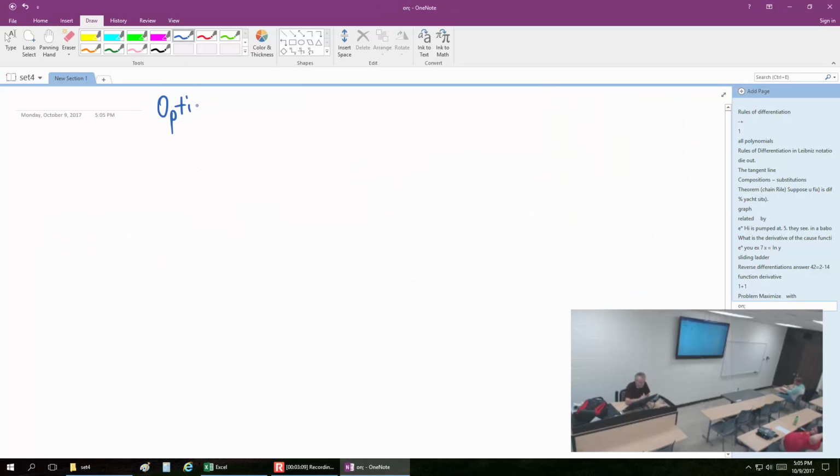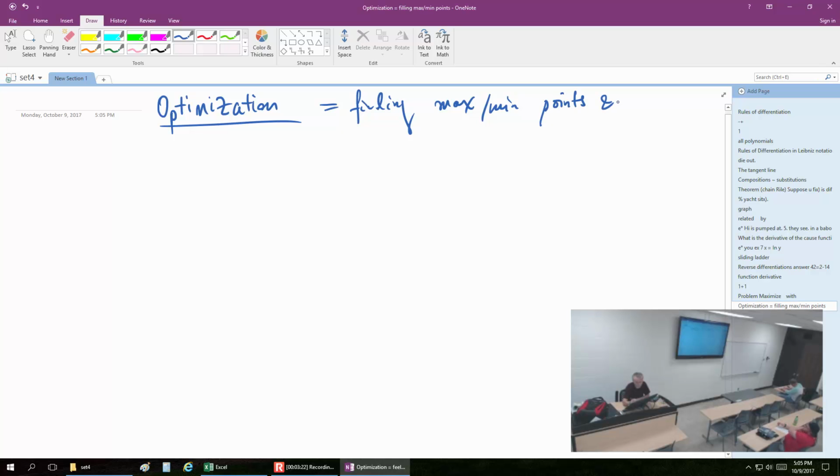So the point, as I said, is that optimization is just a fancy word for finding maximum and minimum points and values of functions. Points and values are not the same thing. Points refer to x's, and values refer to y's.